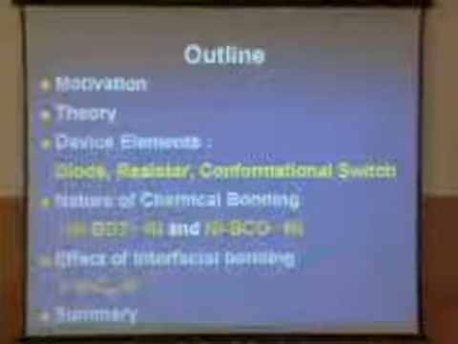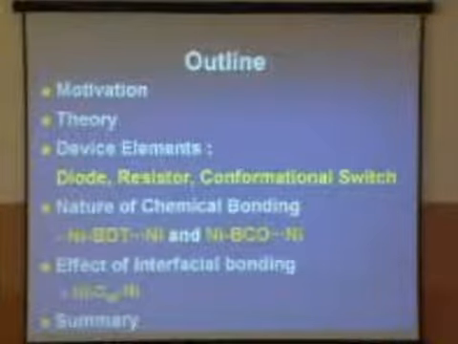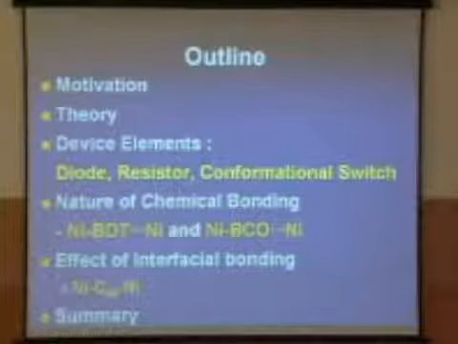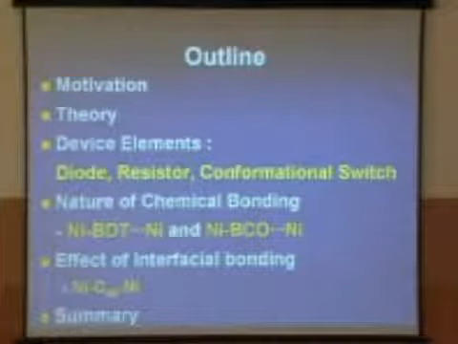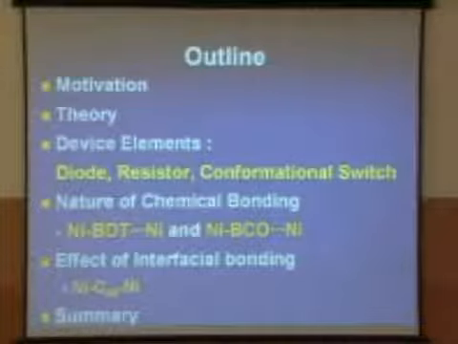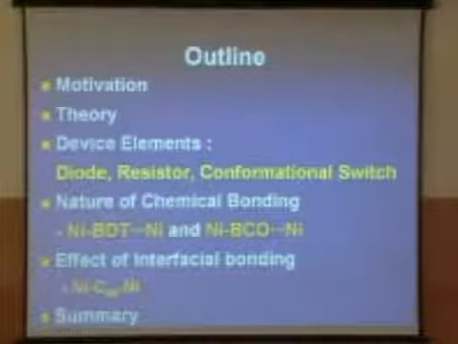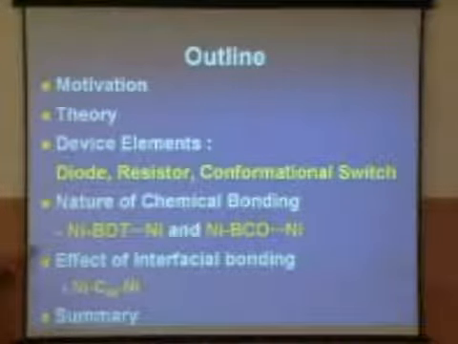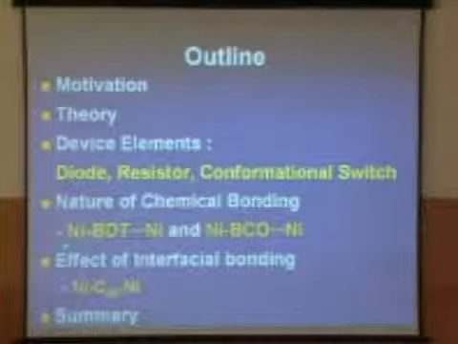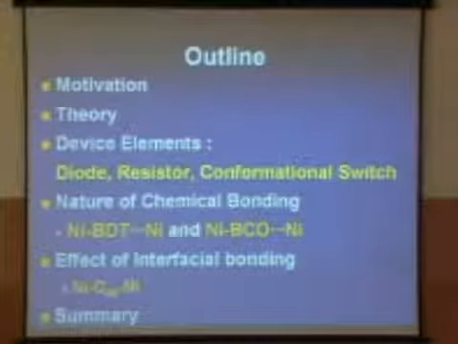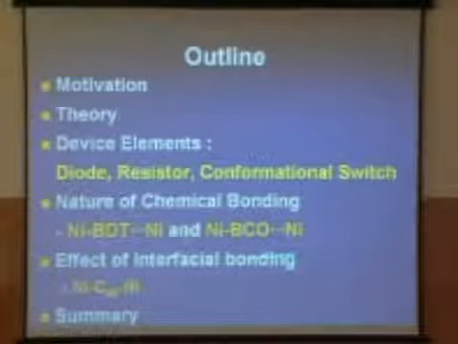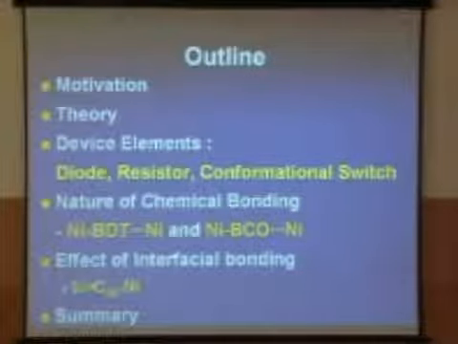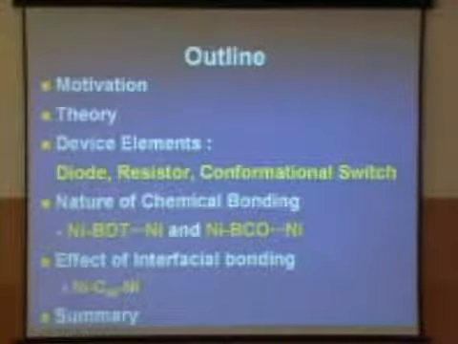The outline is: first, motivation. Why do you want to study this? Then I'll give you some equations because this is a theoretical talk. And then describe some of the results from our group and Shashi Karna's group at Army on device elements: diode, resistor, conformational switch. And then if time permits, I'll go a little deeper and show how important the nature of chemical bonding or interfacial bonding is in predicting the properties of these device elements. And then I'll conclude with a brief summary.